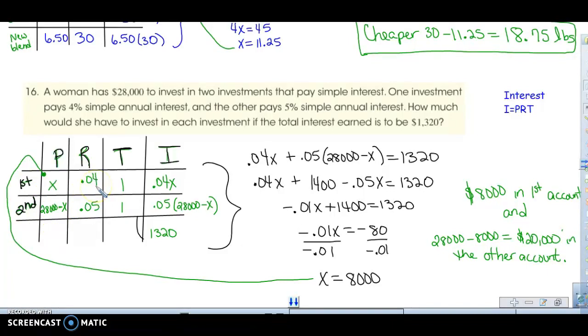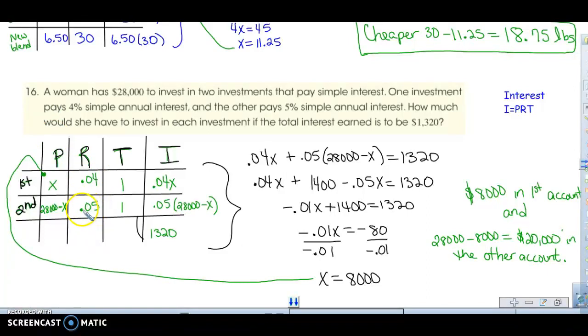The rate for each investment, one is 4%, which we need to convert to a decimal, and we do that by dividing the percentage by 100, which moves the decimal point 2 places to the left. So that's how we got the 0.04. The other is 5%.